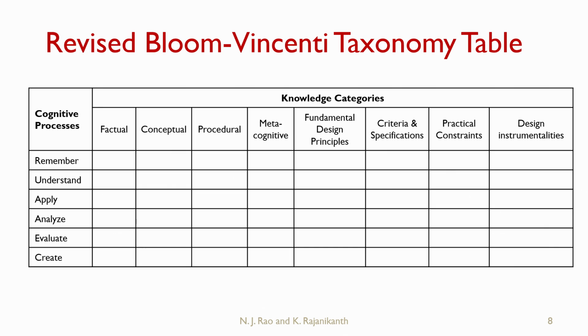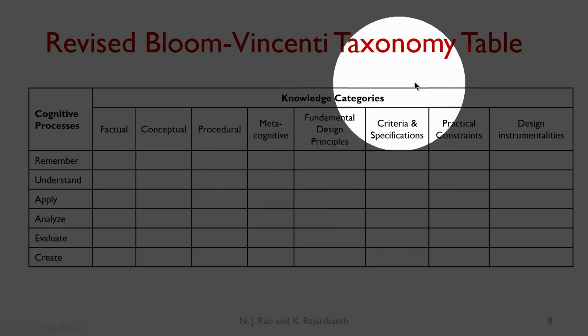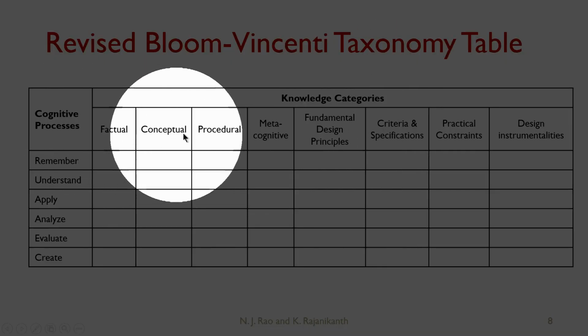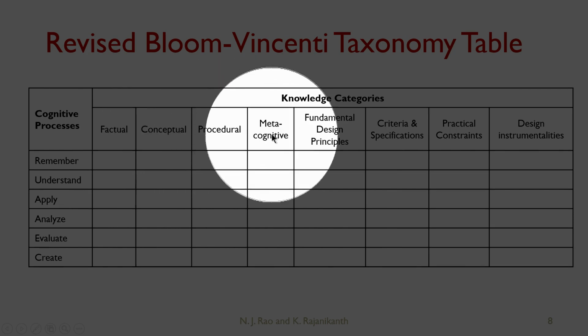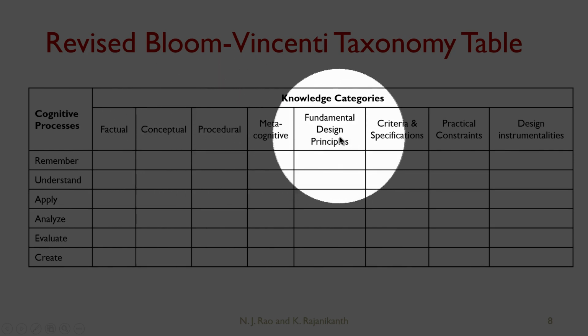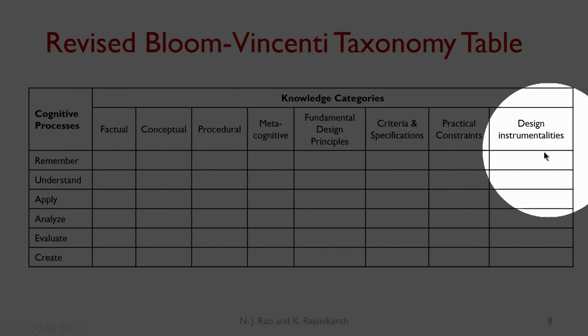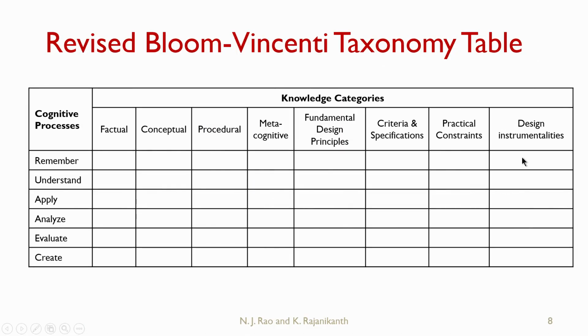Okay. We add these extra factual, conceptual, procedural, metacognitive. To them we add these 4 categories of engineering knowledge. So, it becomes a 6 by 8 matrix.